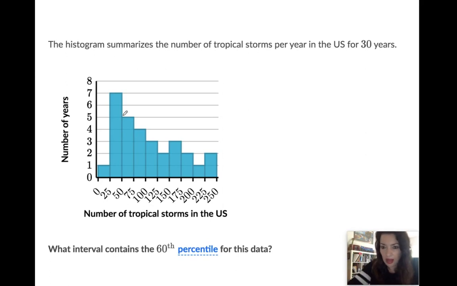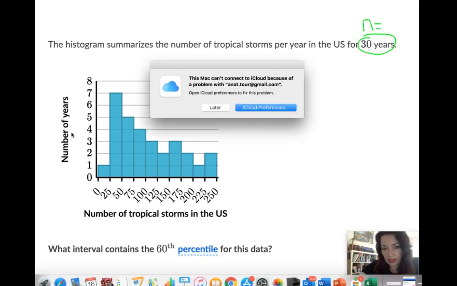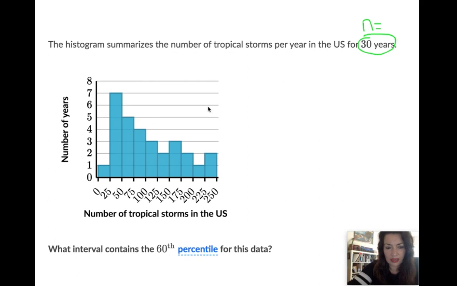All right, let's take a look now at a problem where you are given the percentile and you want to know the interval which contains the 60th percentile. So let's again look at what our sample size is. It says the histogram summarizes the number of tropical storms per year in the US for 30 years. So I have 30 years here, so that is our N. And you can see from the histogram that the counts are the number of years. So I have 1 over here, I have 7 here, I have 5 and 4. And if you counted all this up, you would get a total of 30.